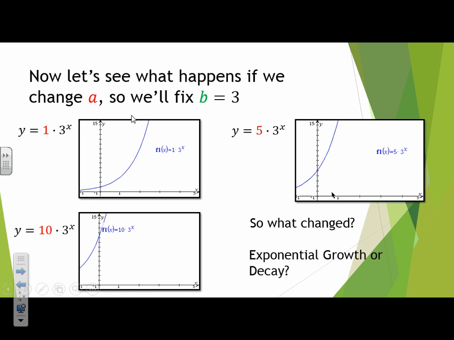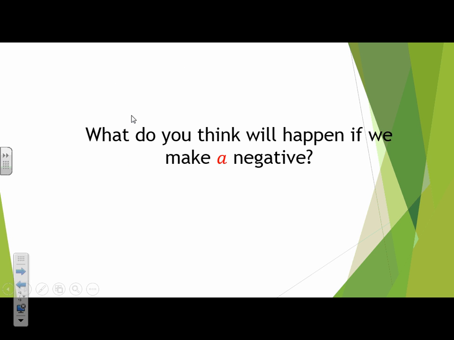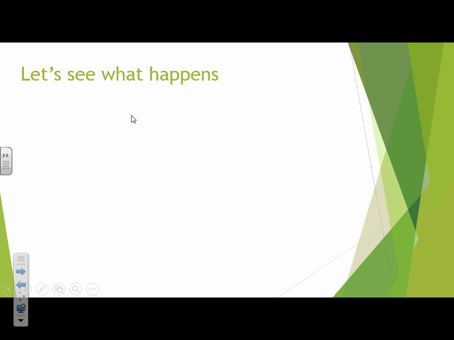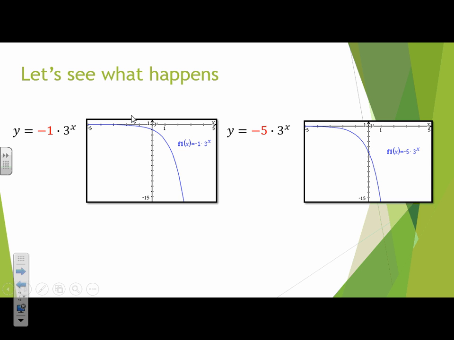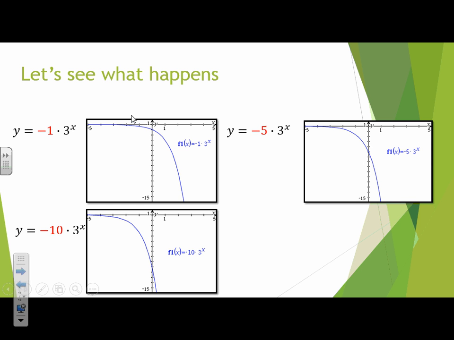Exponential growth or exponential decay? Yes, this is exponential growth. What do you think will happen if we make a negative? Yeah, good. Let's see what happens. If I change it to a -1 or a -5 or a -10, all of my graphs end up reflecting over the x-axis, okay, and end up going down. Exponential decay. Were you correct? Yes. Okay, so this is exponential decay.